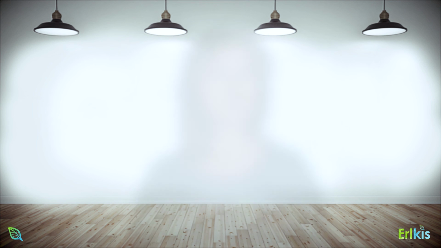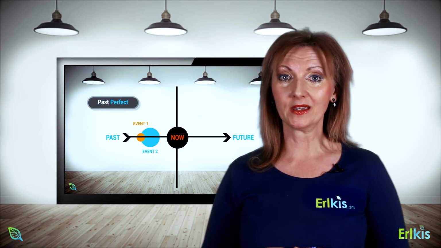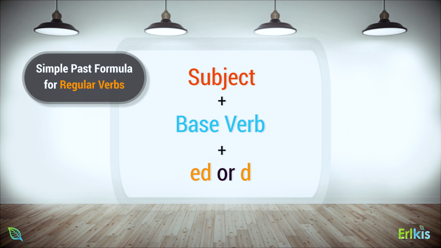You can see how the simple past compares to other past tenses by clicking on the video on this topic inside our channel. So, remember that in the simple past, we simply add ed or d to the base verb unless it is irregular. And we use the simple past to talk about events that have completely finished.